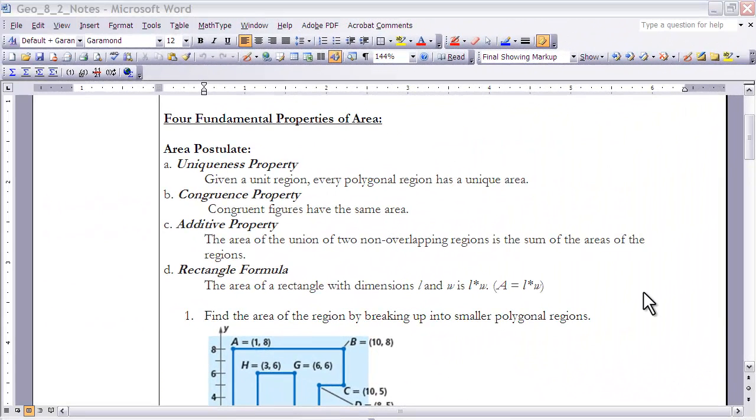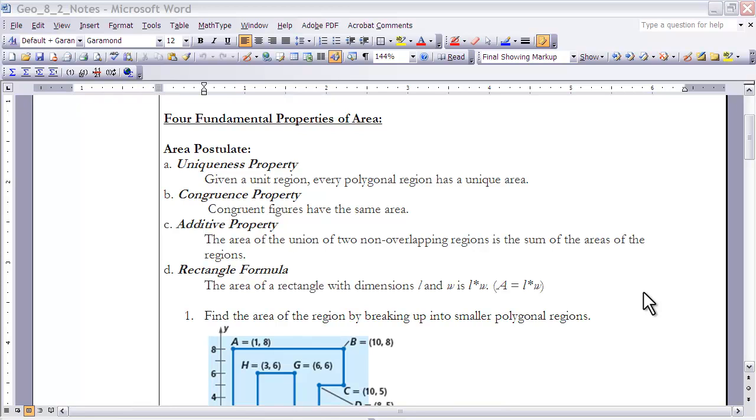So, the four fundamental properties of area and the area postulate. From your reading, you should have filled out this section of your notes, including all of the missing information there. But I'd like to just take a minute to talk about each one of these different properties and summarize them a little bit. The first is the uniqueness property.